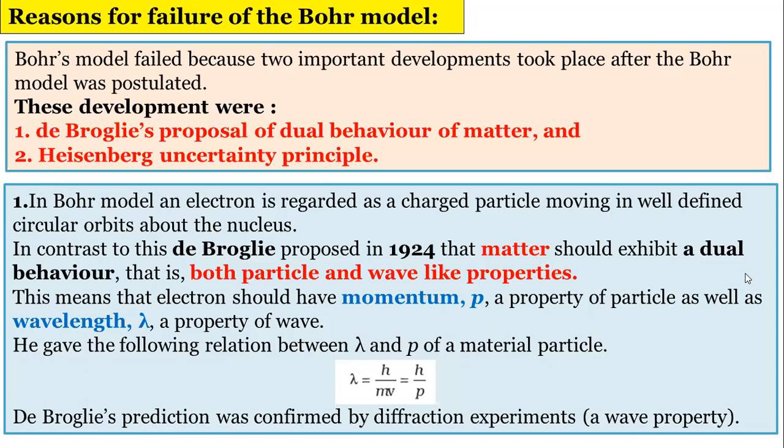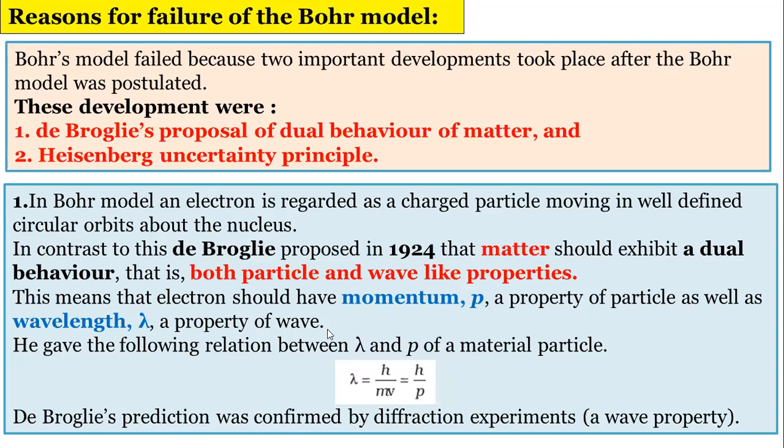So this is the opinion of de Broglie. Matter has both particle and wave-like properties. Sometimes it behaves as a particle and sometimes it behaves like a wave. Momentum is a property of the particle, and wavelength is a property of the wave. So each matter has these two properties or two behaviors, as explained by the scientist de Broglie.